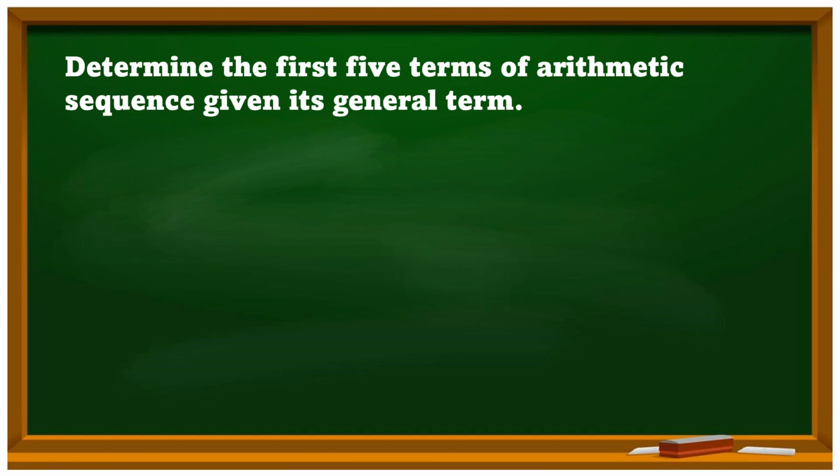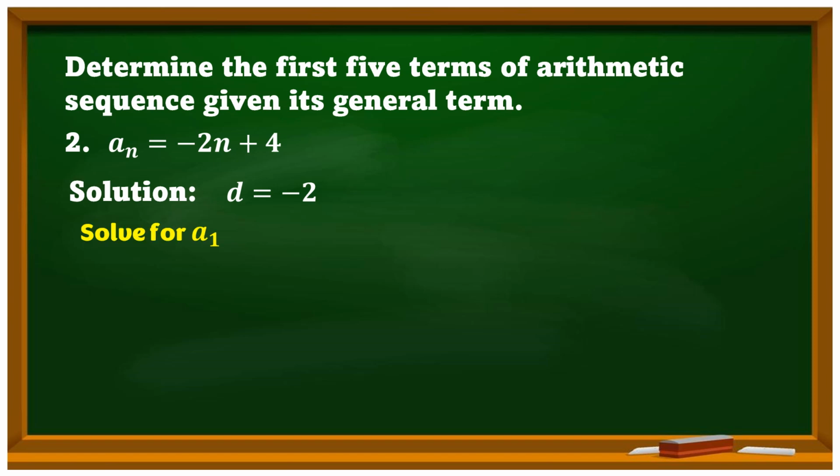Let's have now example number 2, which is a sub n is equal to negative 2n plus 4. So here, in the given general term in example number 2, the coefficient of n is negative 2. So the value of d is negative 2. Let us solve now for a sub 1. So we have the given general term a sub n equals negative 2n plus 4.